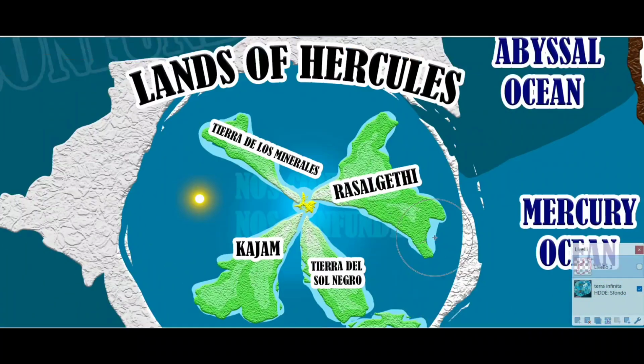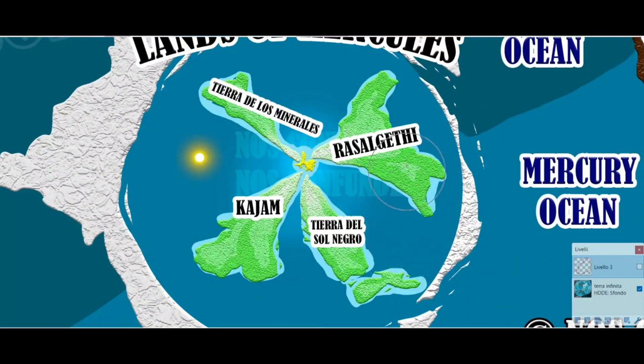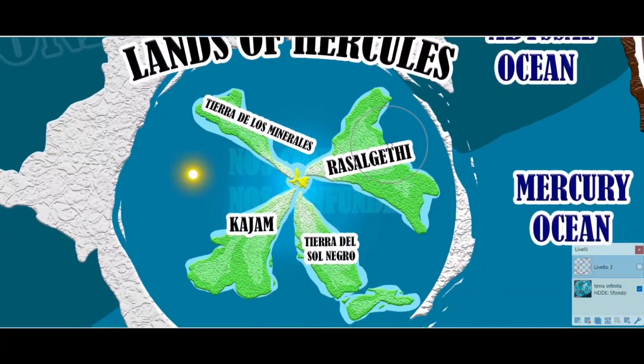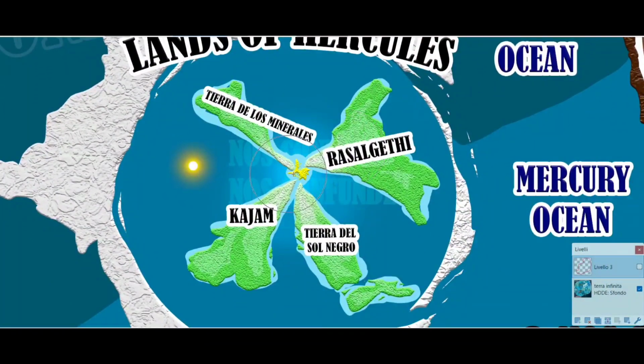So now let's get into the specifics. What exactly are these 4 continents that make up the lands of Hercules? We have the Tierra de los Minerales, Ras el Gethi, Tierra del Sol Nero, and Cajam. Of course I can't mention this word, because even if you all know that this just means black in Spanish, you never know what YouTube will do if I actually mention it. So I'll just say Nero as you would say it in my native language.